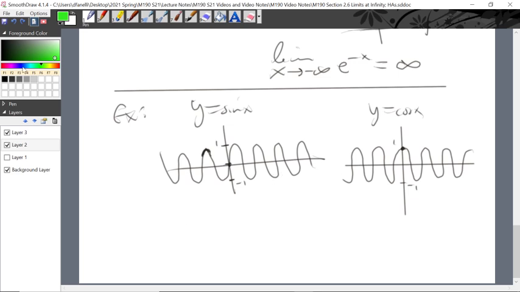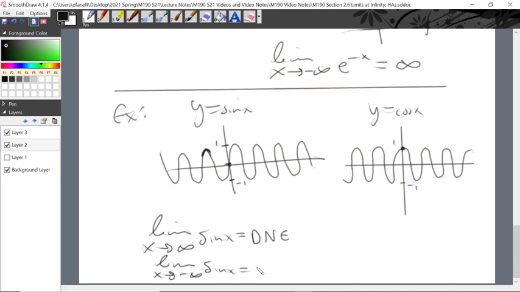So as a result, just by using the geometry of the curve from graphing these, we can see that the limit as x goes to infinity of the sine of x, for instance, does not exist. And similarly, the limit as x goes to negative infinity of the sine of x also does not exist. And the same would be true for the cosine. It's the same wave, after all.